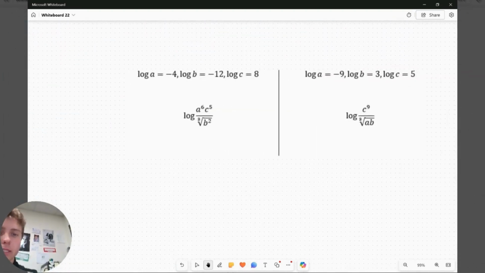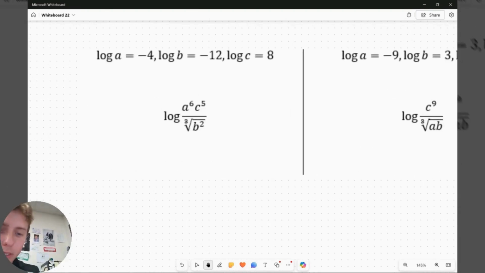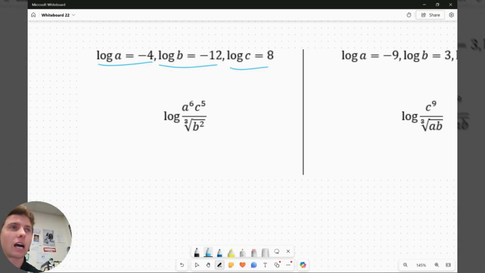Last type of problem you might see is, okay, if we're using these properties, and I'm given something like this, but I also know what some of these logs are equal to. Well, right now I don't know just what is log of a. I know what log of a to the 6, c to the 5th, all of this is, but I don't know the singular parts. So I could find those by expanding this, moving the exponents to in front of their respective part. So there, I could have this as 6 times log of a plus 5 times log of c.